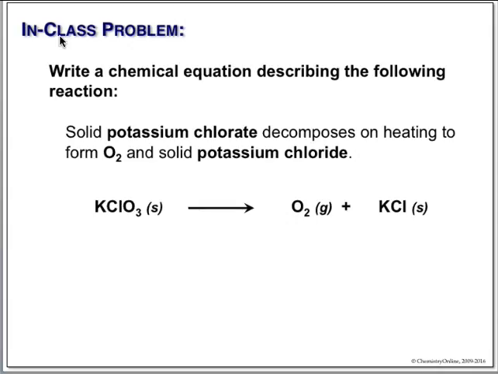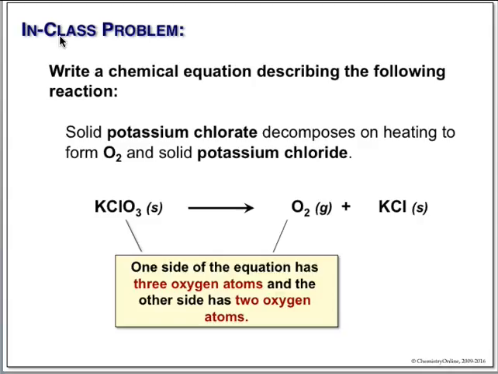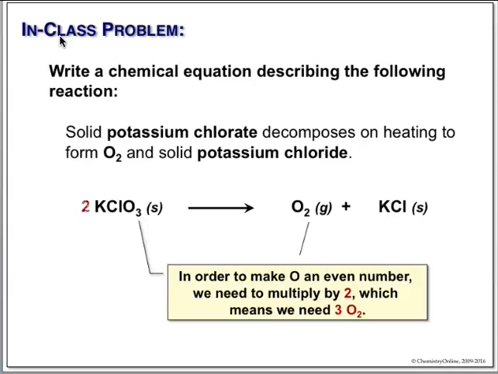Now, as you look at this, once again, I want you to realize this is not balanced, is it? We have one potassium, one chlorine, but three oxygens and only two. So the odd-even approach would be to say, well, what do we have to do to make this an even number? And that's simply sticking in the coefficient 2 in front of it. When we do that, we now have 6 total oxygen, right? But only 2 on this side. So, in order to make 6 oxygens, we need to stick a 3 in.